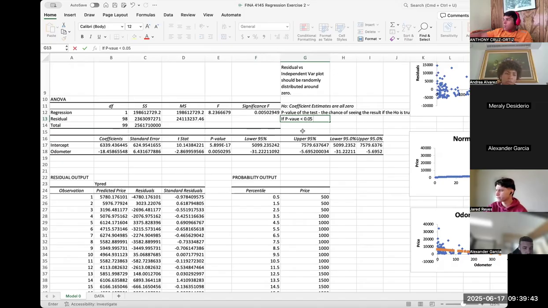What do we do if the p-value is less than 5%? What do we usually do? I'm trying to pull it out of your brains. If the p-value is less than 5%, we reject H naught, okay? So the H naught, the null hypothesis, is that all the estimates are zero, that there's no impact, no influence, no relationship. There's no prediction value.